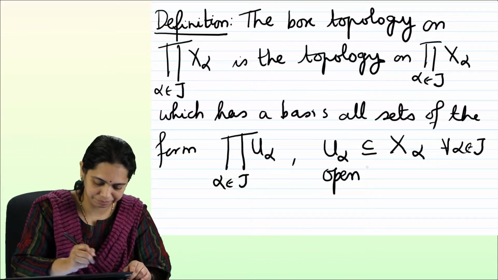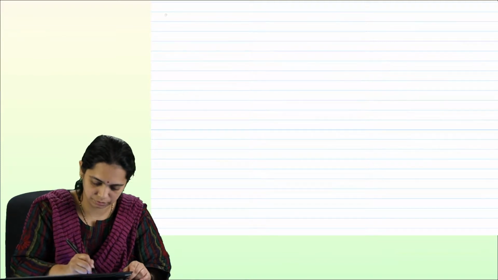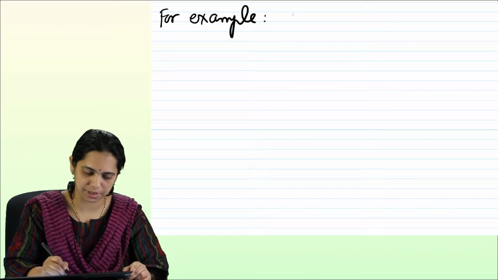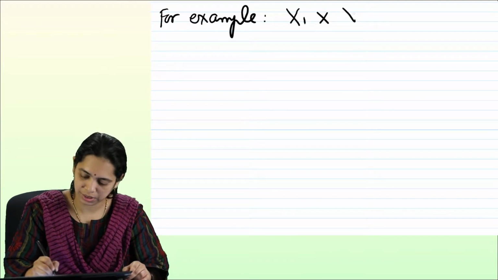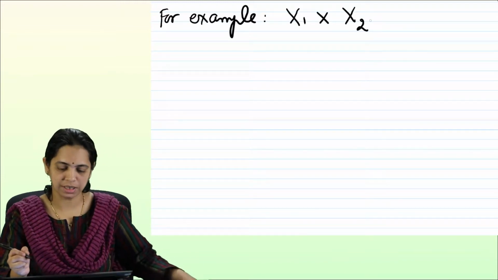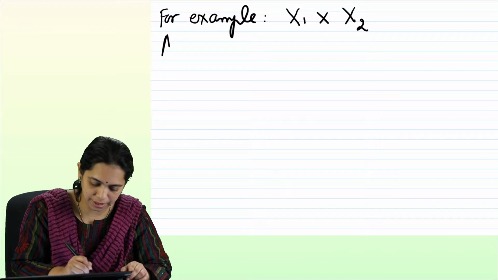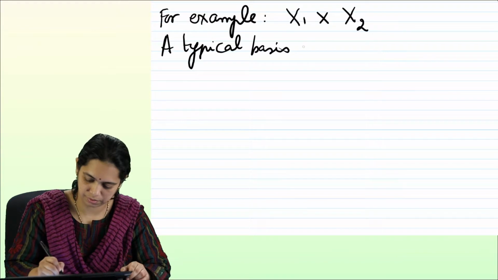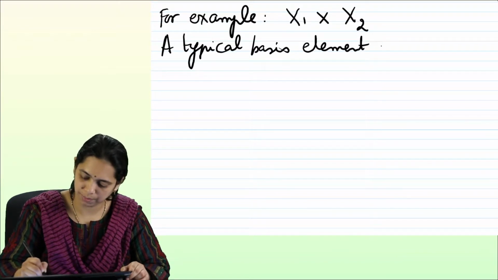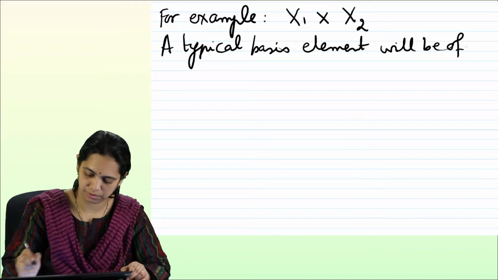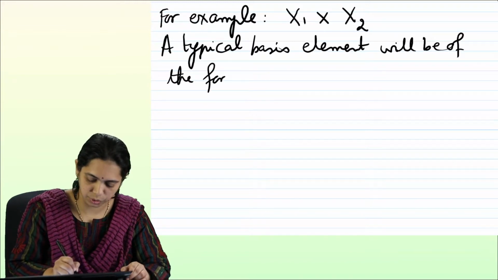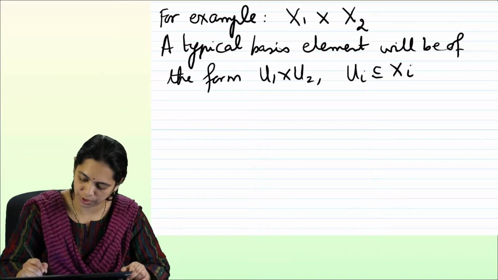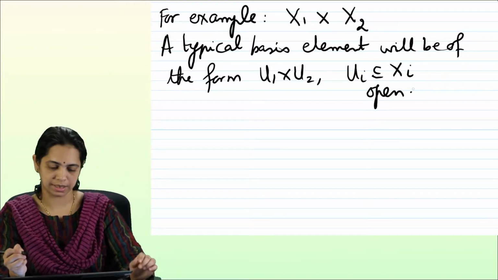For example, if you have only two topological spaces, say X1 and X2, let us see what this box topology is on X1 cross X2. So, a typical basis element will be of the type U1 cross U2, where each Ui is a subset of the corresponding Xi and it is open in that Xi.